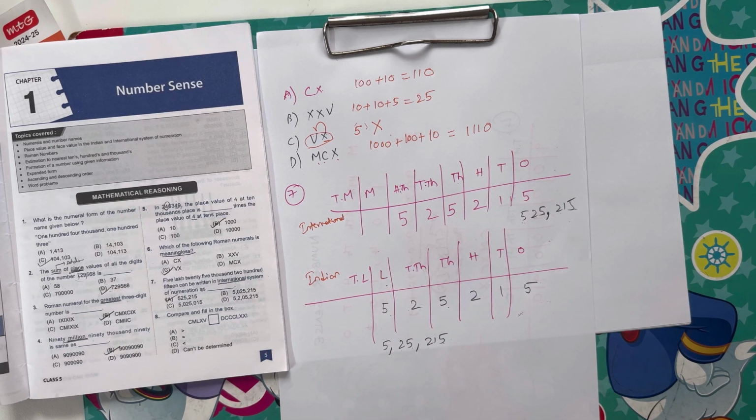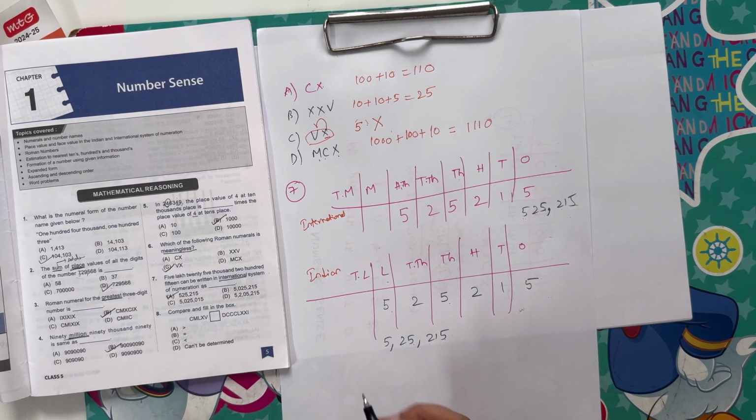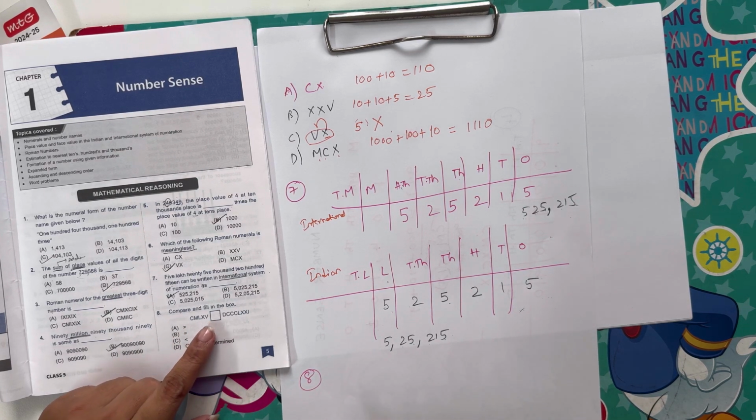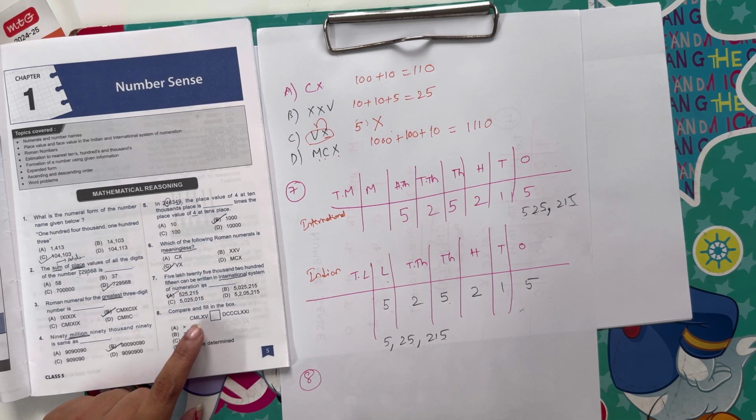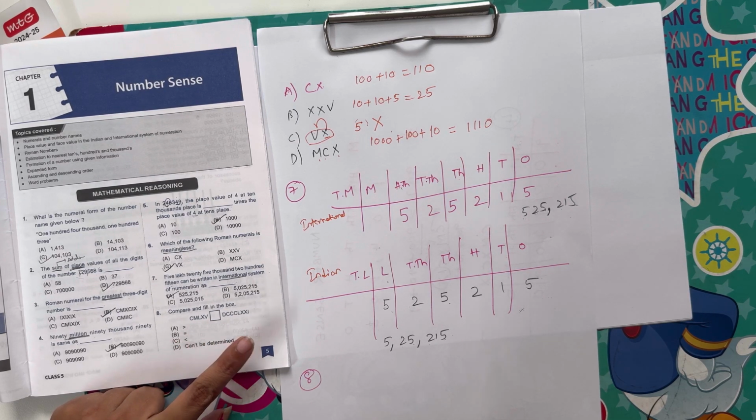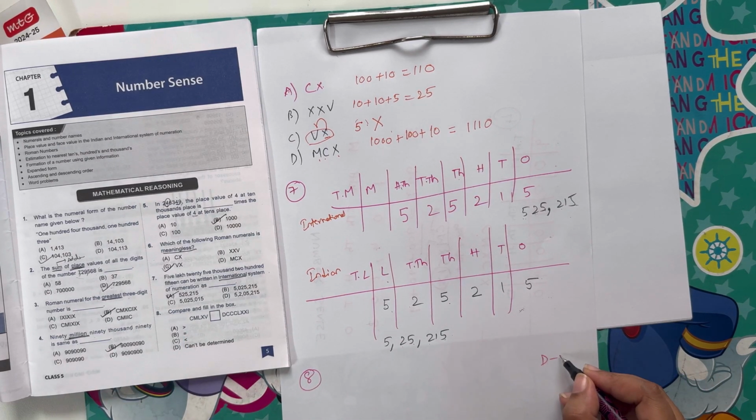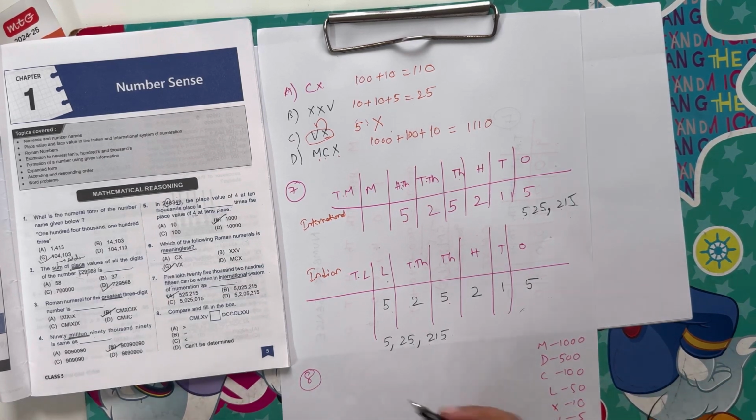Now let's move on to question number 8. Compare and fill in the box. So here we need to do comparison. This is called Roman numerals, and just now I gave you a clear clue: D is 500, C is 100, L is 50, X is 10, V is 5, M is 1000. So by this, can you try it out? You also try it out by yourself. I will show you here how that works.